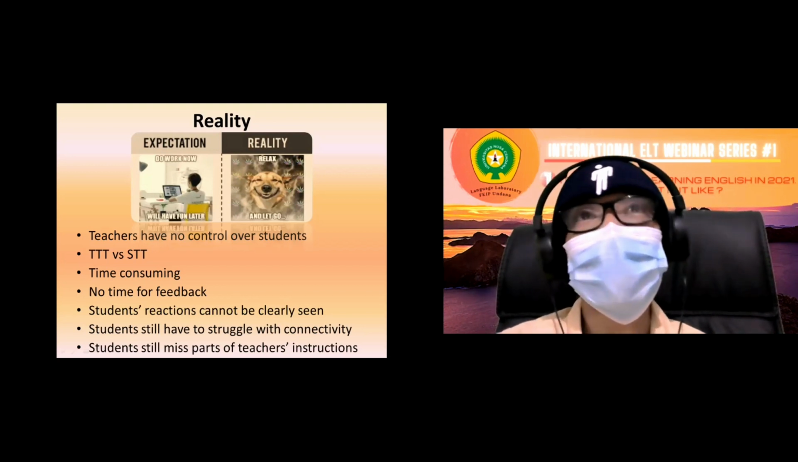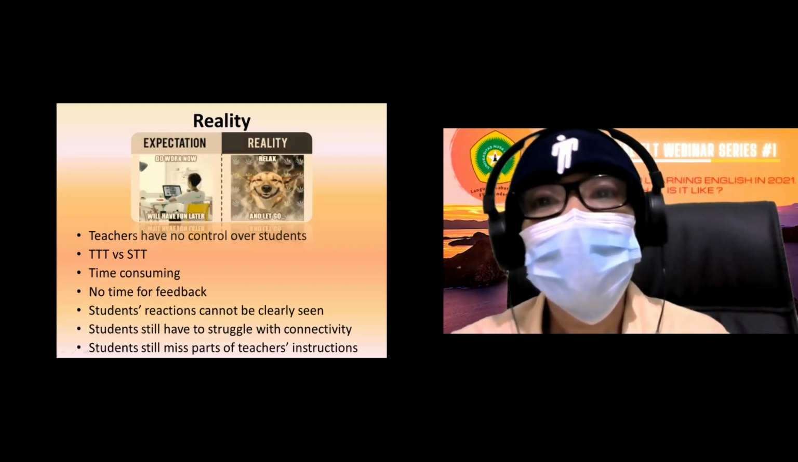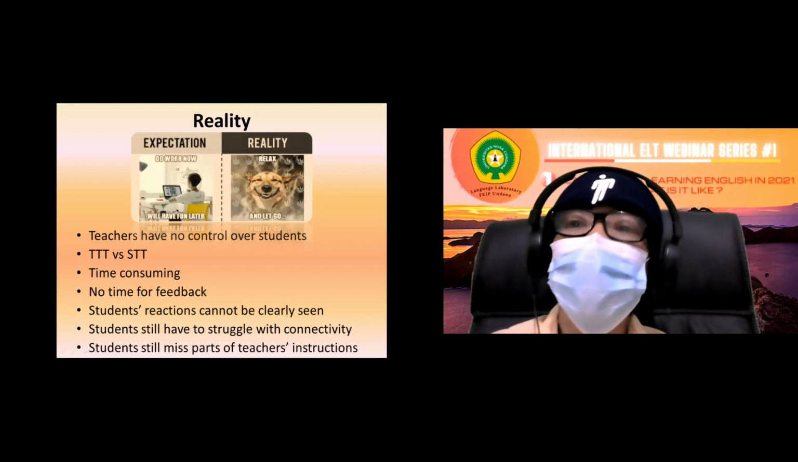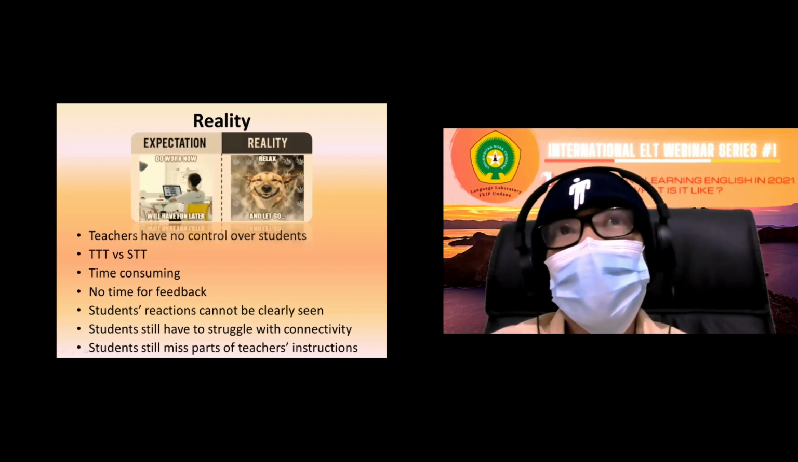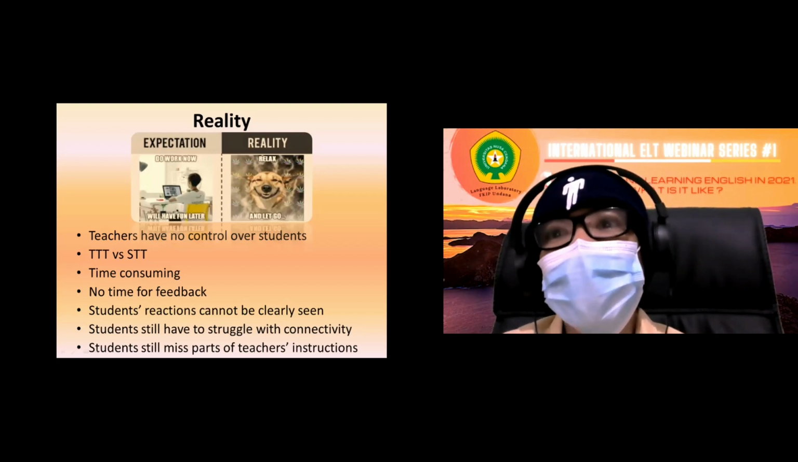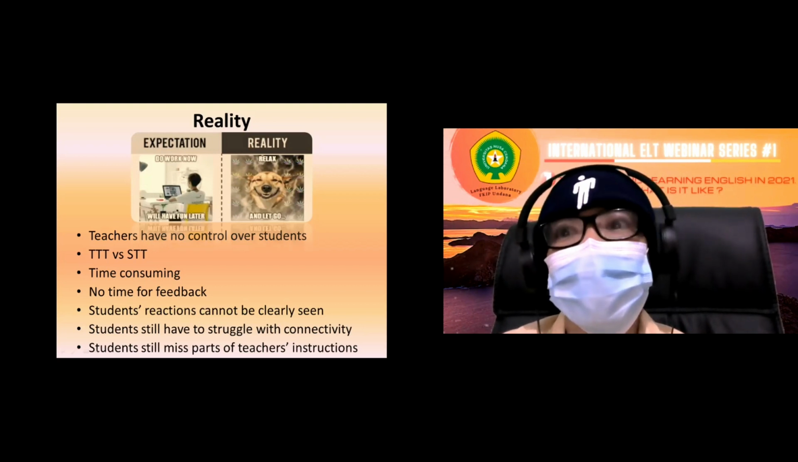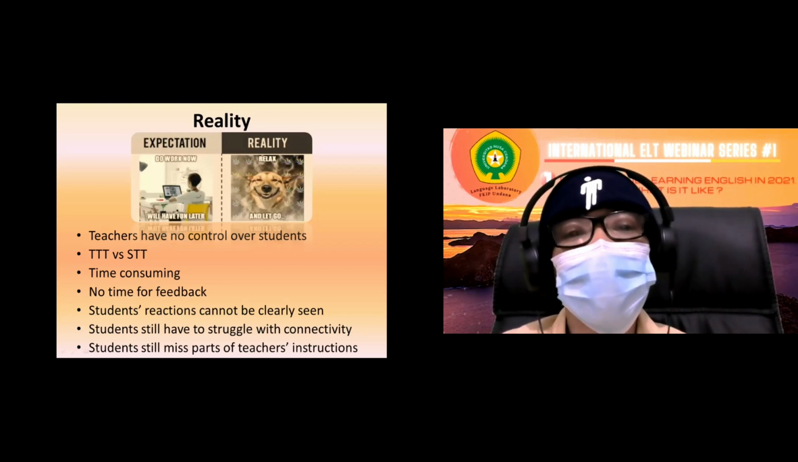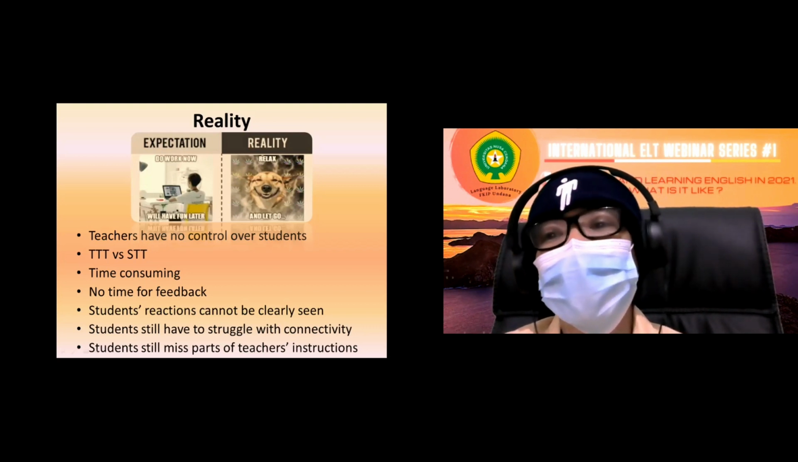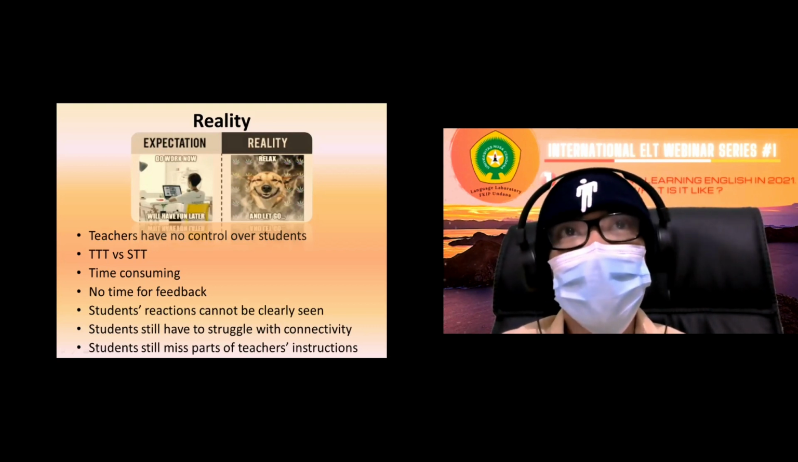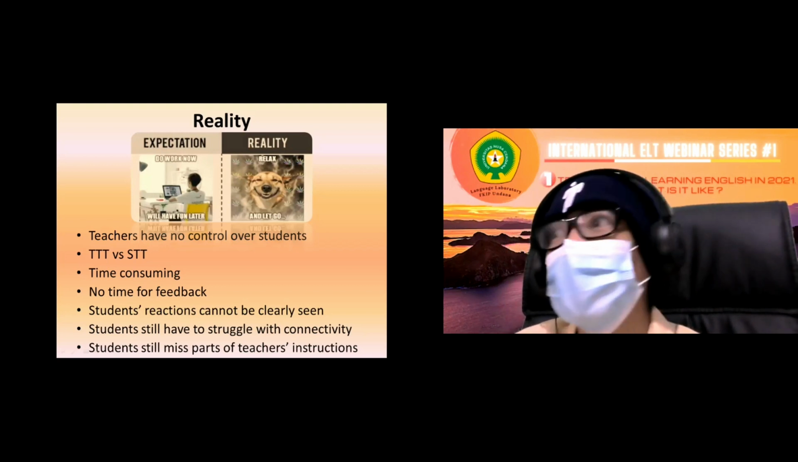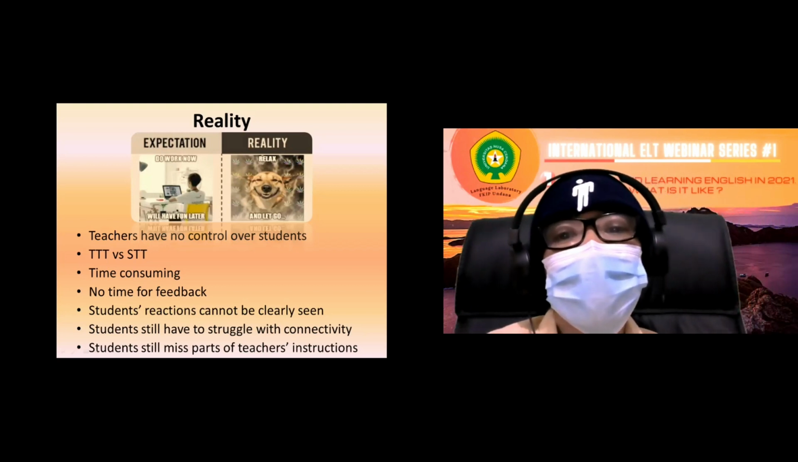Students' reactions cannot be clearly seen because we can't monitor them. Most of them don't turn on the camera. I do understand the reason, because once they turn on the camera, the audio is going to go off, or they can't hear anything, or they're going to be disconnected, and so on. So most students will turn off the camera, and the reaction cannot be clearly seen. When we are teaching language, it's like teaching skills. So if we can't see the students' reactions, something's missing on the part of the teacher.